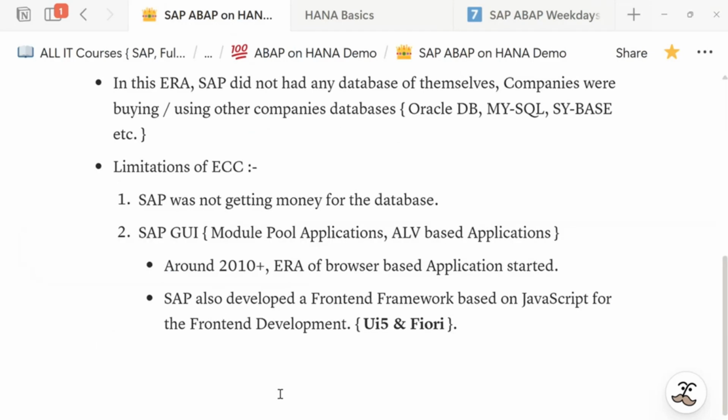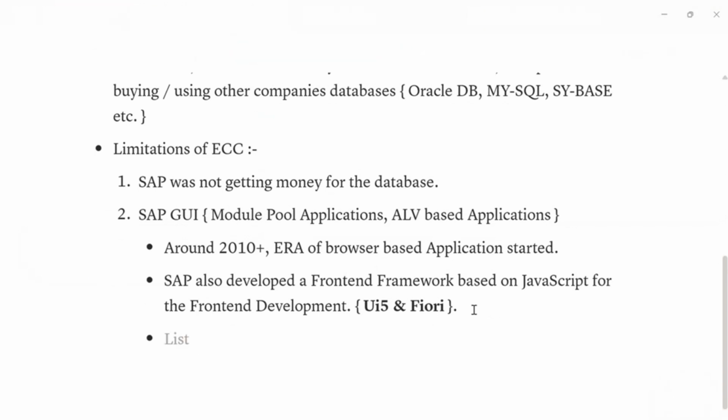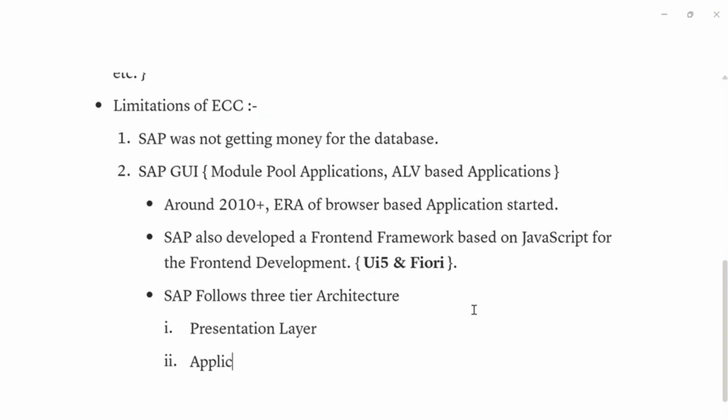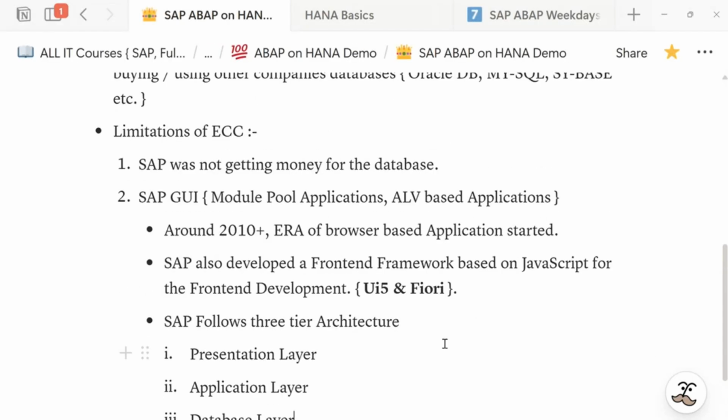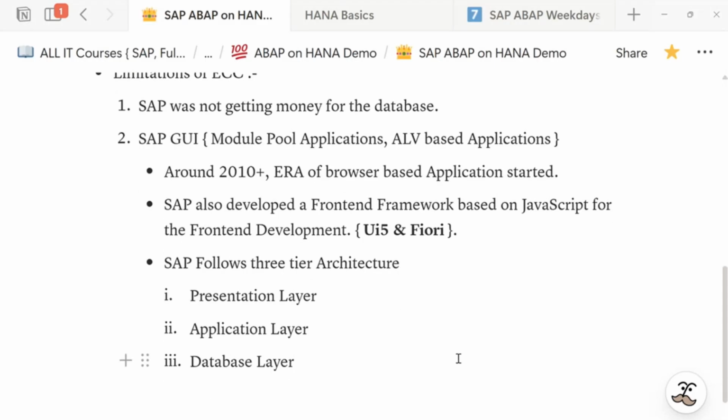Now another point. On the GUI, SAP follows a three-tier architecture. This you definitely know, right? Presentation layer, application layer, and database layer. Tell me one thing, what is an internal table? I don't know. Nothing.